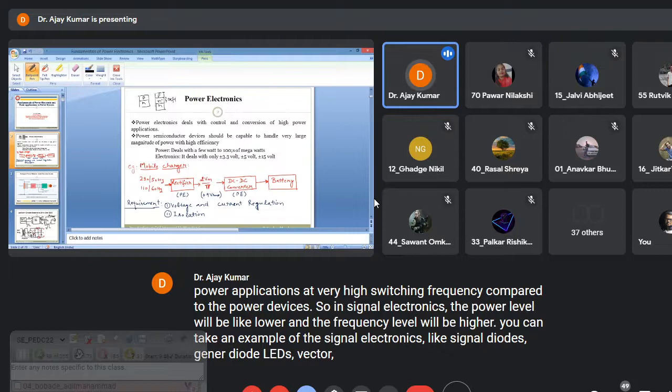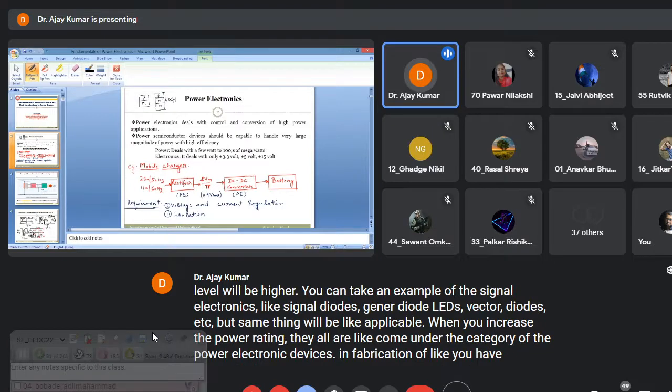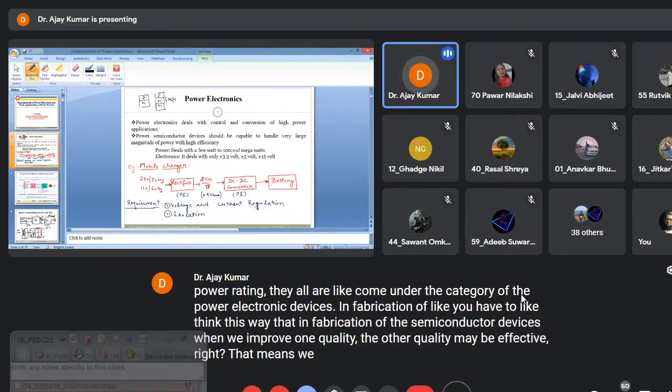In the fabrication of semiconductor devices, when we improve one quality, the other quality may be affected, right? That means we cannot improve all the qualities in a single device. Likewise, if you want to increase the power rating, definitely there will be a compromise on the frequency, right? And on the other side, if you want to increase the frequency, then definitely there will be a compromise on the power rating.